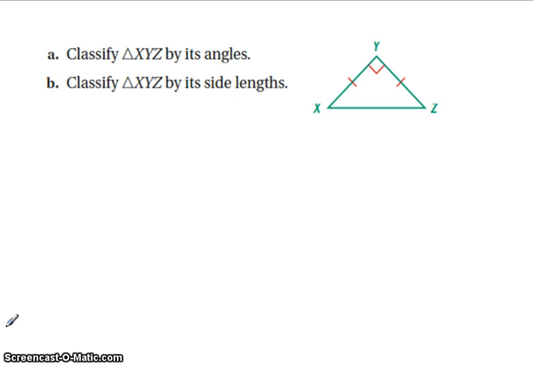So we're going to practice classifying real quick. If you want to pause it, just try and classify this by its angles and its side length real quick. Go ahead and do that, and then I'll show you how. So go ahead and pause it if you want.